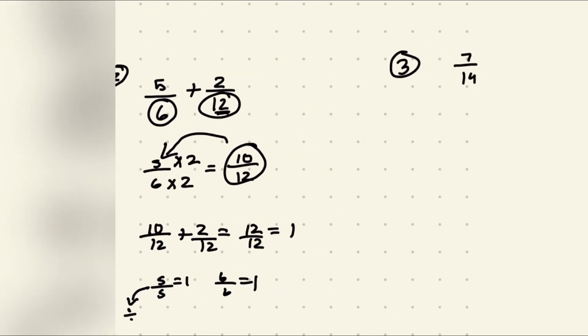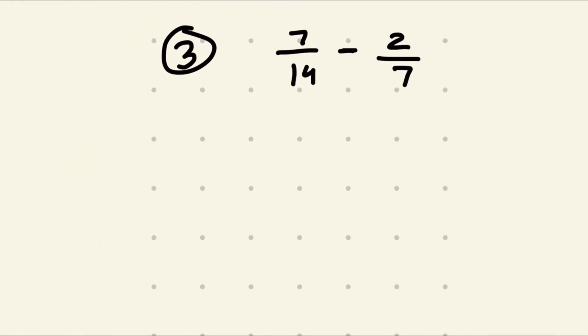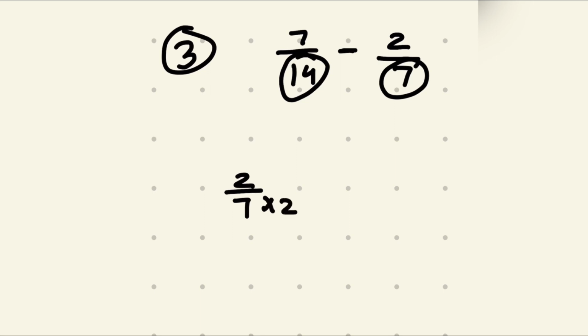Okay, now finally, let's do a subtraction problem. Again, it's the same procedure, but this time instead of adding the numerators, we're subtracting them. We have 14 here and 7 here. Can we get 14 from 7? Yes, we can. So we can just multiply 2 over 7 by 2, which gives us 14. So 7 times 2 is 14, 2 times 2 is 4. So we have 7 over 14 minus 4 over 14.